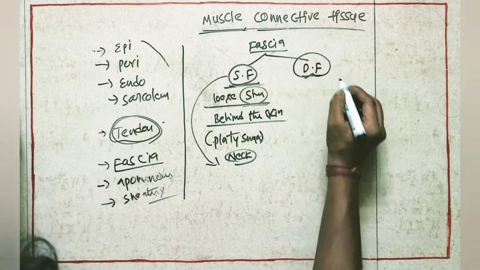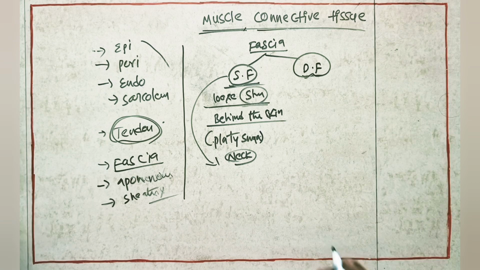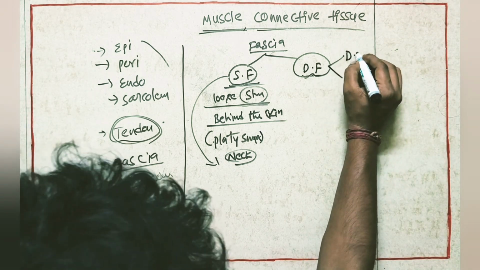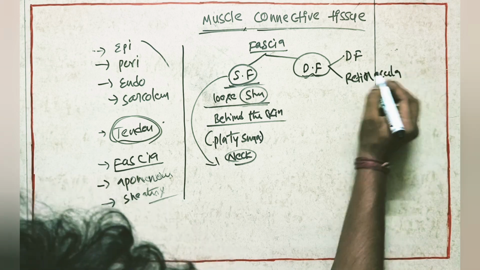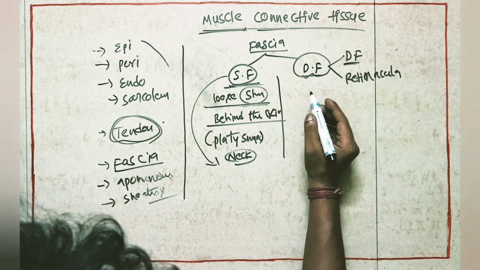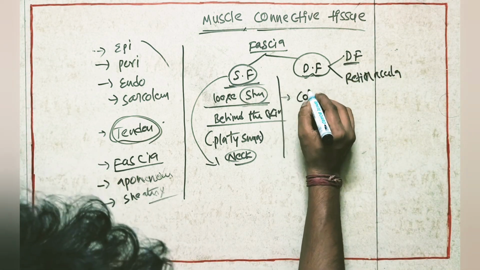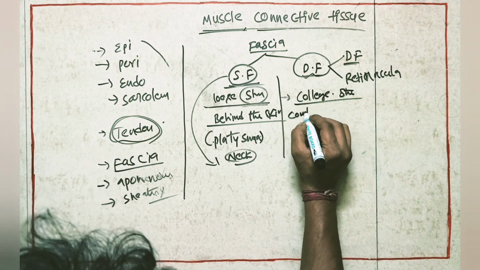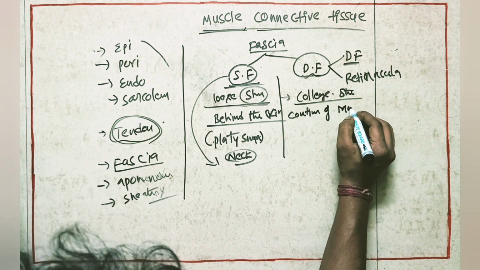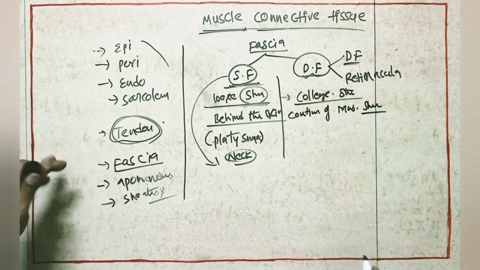And if we see deep fascia, it is going to form in the form of deep fascia, and at the same time retinacula also. So now we'll see what is this deep fascia. This deep fascia is formed by the collagenous structures. These are nothing but the continuation of the muscle structure.